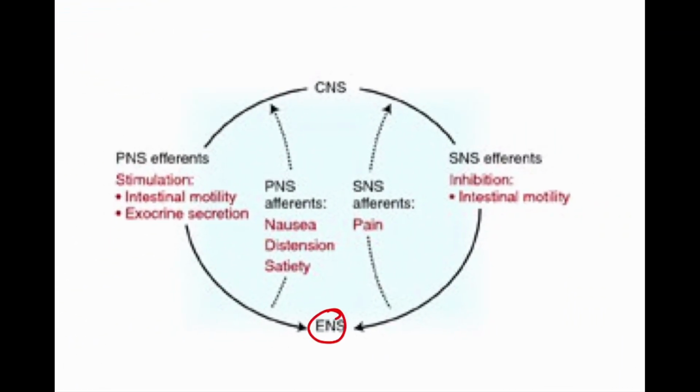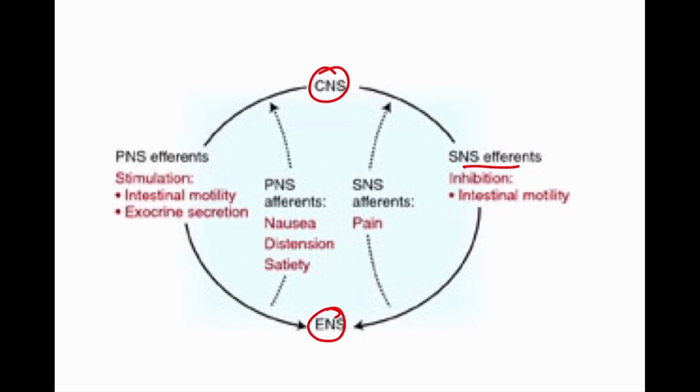Here is the enteric nervous system. There is the central nervous system. We have our SNS efferents. The sympathetic nervous system inhibits intestinal motility. Does that make sense? Sympathetic is fight or flight. You don't want your stomach moving and digesting food because you're running away from a bear. PNS efferents control intestinal motility and exocrine secretion. You eat food, or it's like 11:30 and you're about to eat lunch, and you start thinking about it. The parasympathetic will start kicking in to get your mouth watering so you're ready to start eating the food that you're going to have.